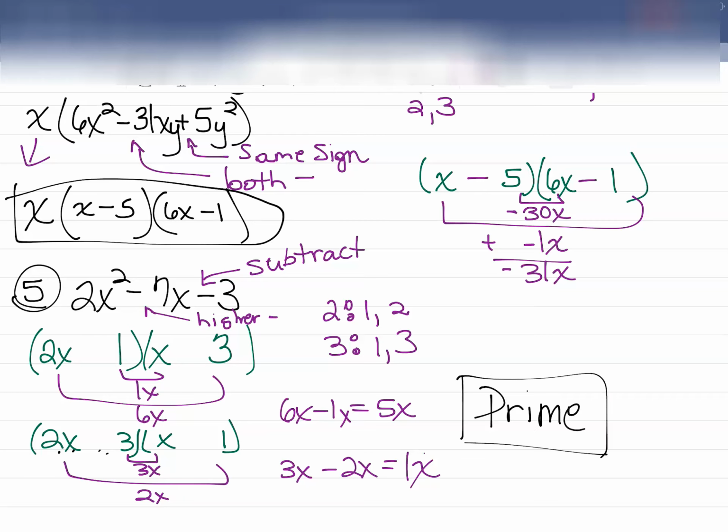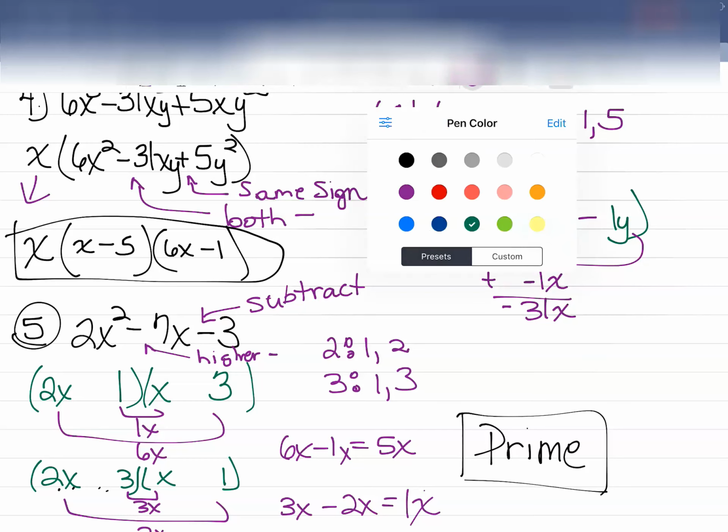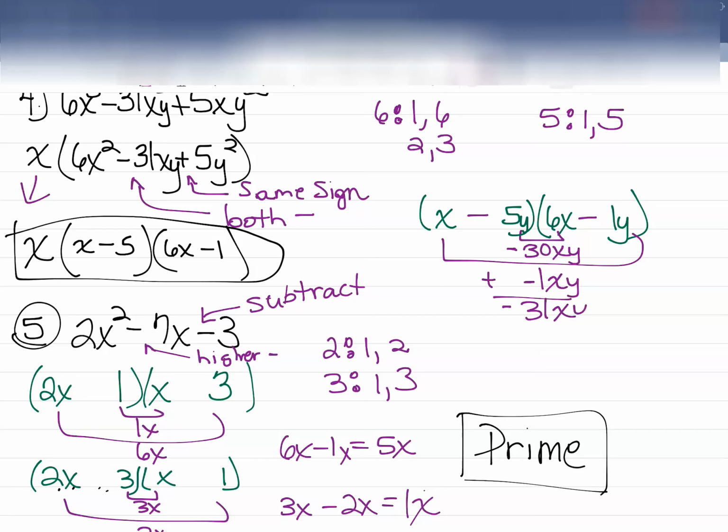While I was working number 5, I noticed a mistake on number 4. On number 4, let's go back to it. On number 4, I forgot that I had a y squared in the back. That meant when I was trying my parentheses, I needed a y to split in the back. So it should not have been x minus 5, but x minus 5y. And it shouldn't have been 6x minus 1, it should have been 6x minus 1y.